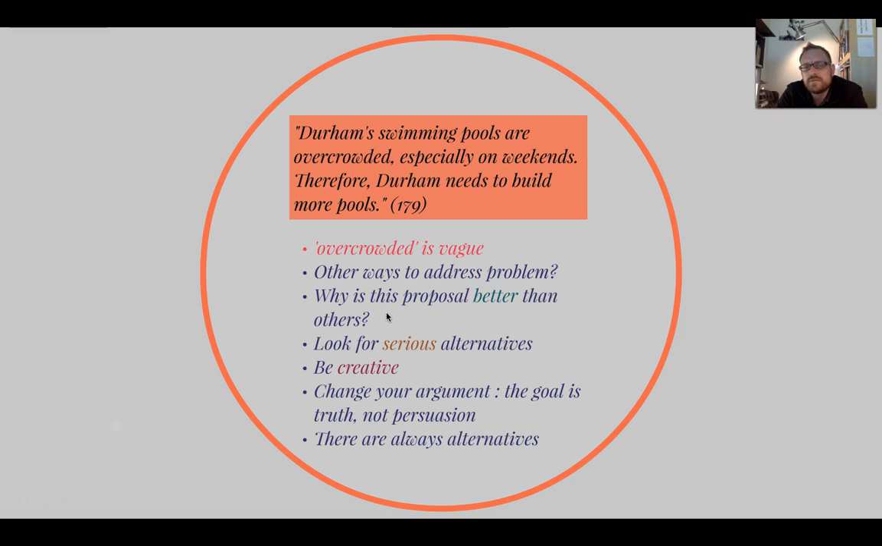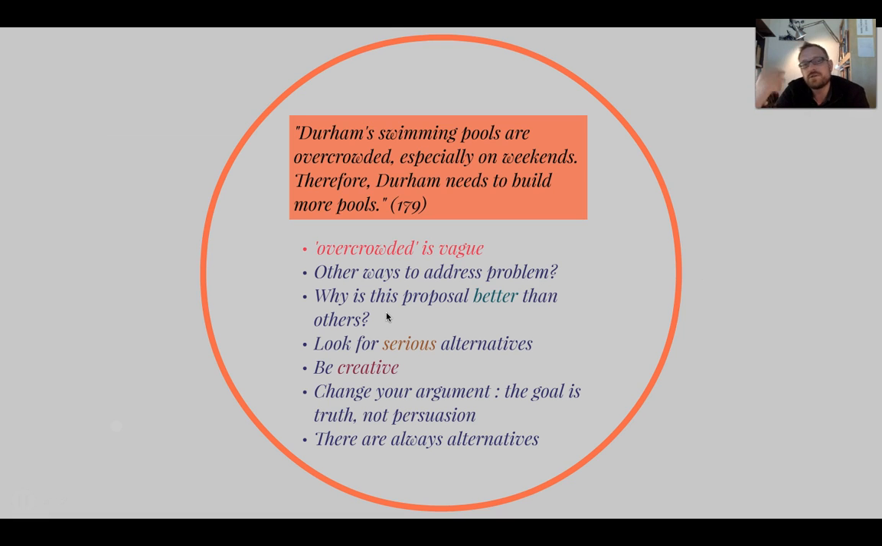Now, that means you have to look for serious alternatives here. So when we're addressing an issue, we don't want to just think about, there's lots of possible alternatives. For instance, someone could say, Durham swimming pools are overcrowded, especially on weekends. Therefore, we should close the swimming pool. By closing the swimming pool, we'll address the overcrowding. Clearly, that is not a serious alternative because it would defeat the very purpose of the business, right?